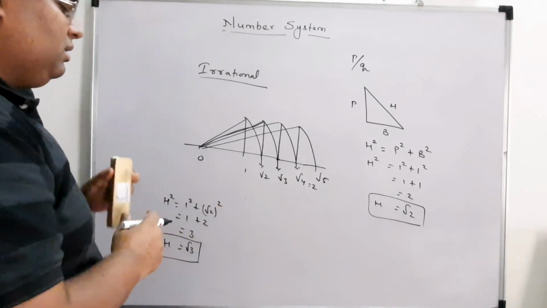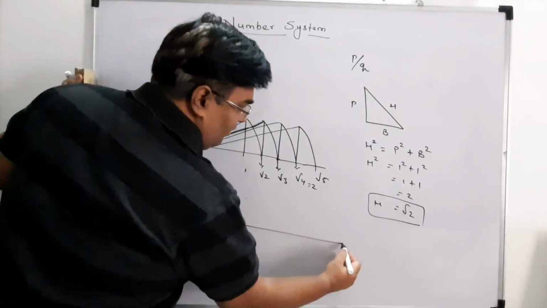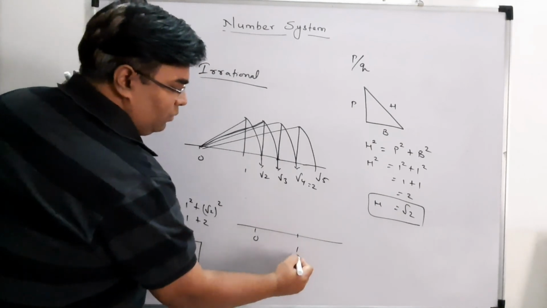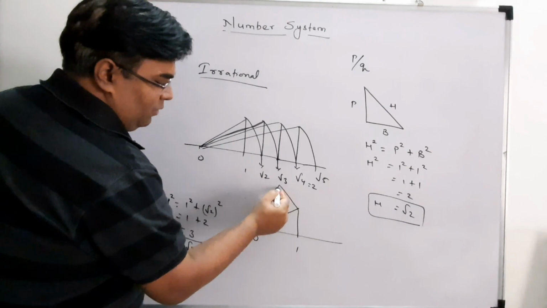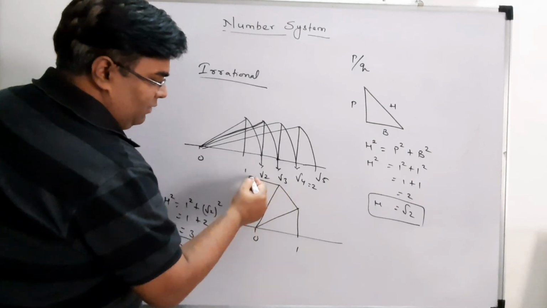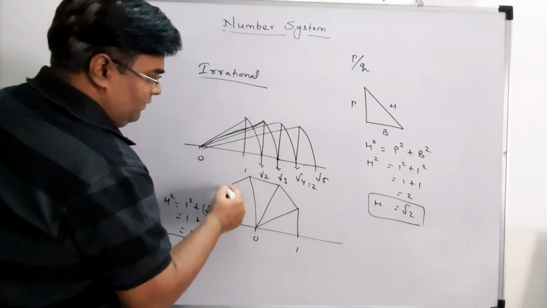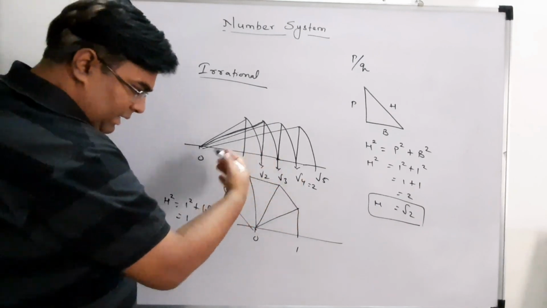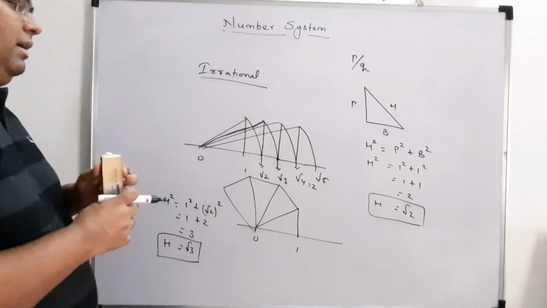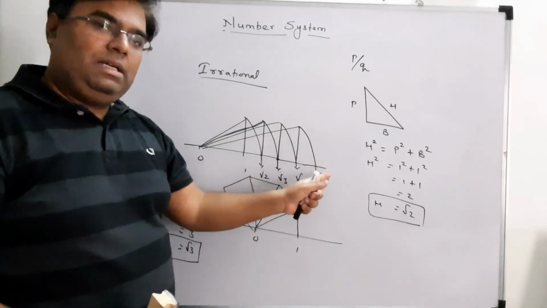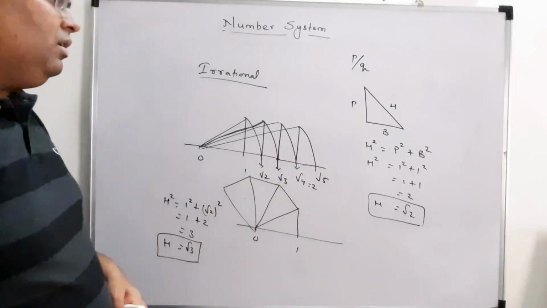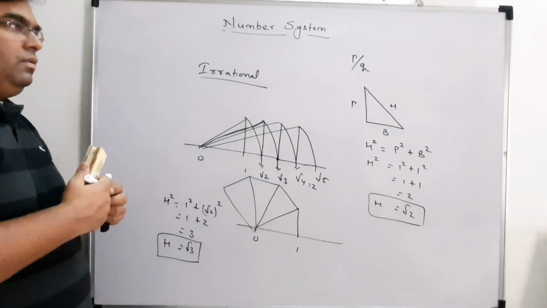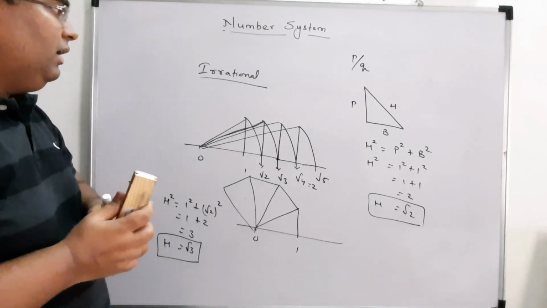Otherwise, if you use the earlier method, what will happen, 0, 1, first it will go like this, then like this, then like this, then like this, and it will make a circle. Here you can directly represent your numbers on the number line. So these are the two methods for representation of irrational numbers.